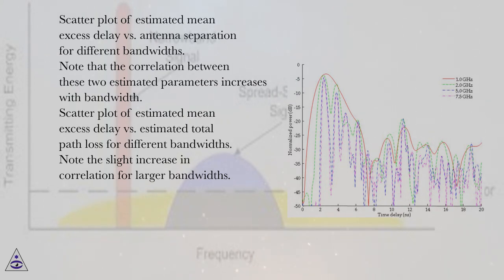Scatter plot of estimated mean excess delay versus estimated total path loss for different bandwidths. Note the slight increase in correlation for larger bandwidths.